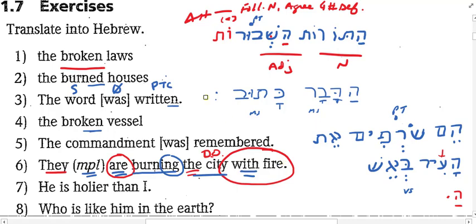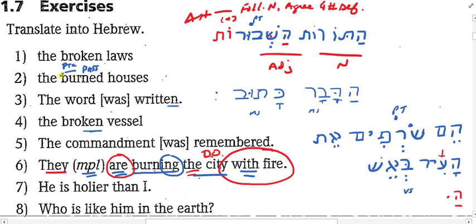Let's look at number 2 here. We have the burned houses. First question that I want to ask you here is this. The word burned, is that a participle? Yes. So it's a participle. Is it active or passive? Are the houses burning anything, or are the houses being burned, or have they been burned? They've been burned. So this is clearly passive.